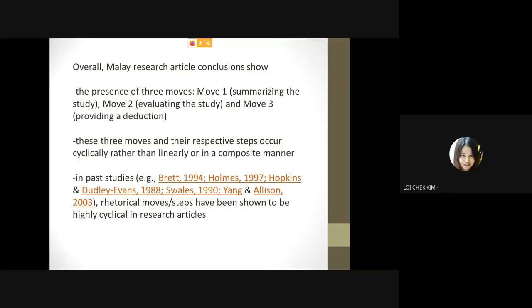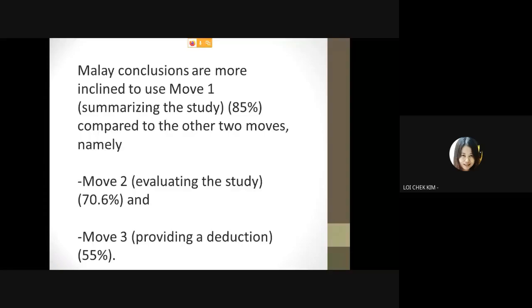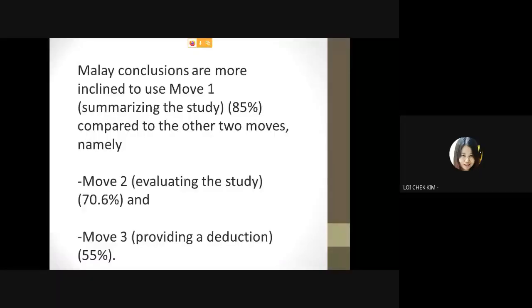Malay conclusions are more inclined to use move one, summarizing the study. That is 85% of the conclusions use this move one, compared to the other two moves, namely move two, evaluating the study, in 70.6% of the research article conclusions, and move three, providing a deduction, found in 55% of the Malay research article conclusions.